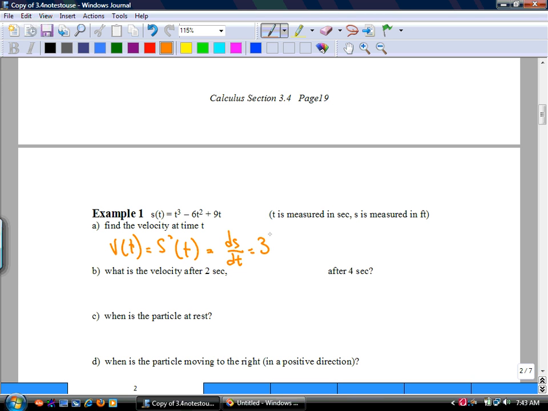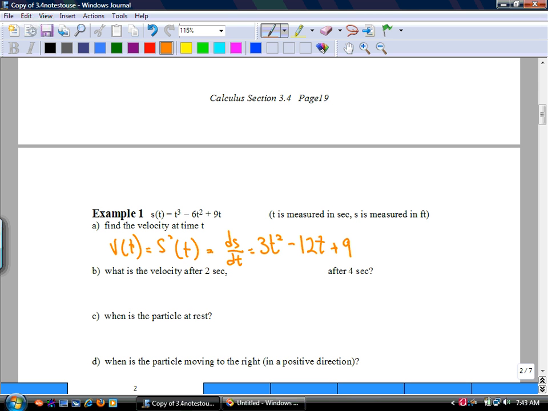3t squared minus 12t plus 9. Okay, I was a little scared. Were you guys freaked out that the variable was t instead of x? No, it's just Monday morning and my brain's not on yet.